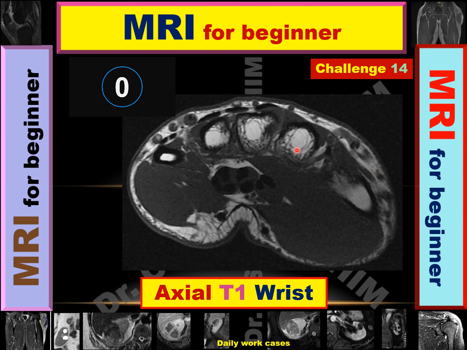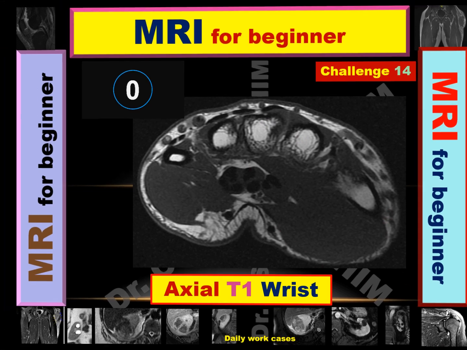Axial image for the wrist in the T1 because the fat only, subcutaneous fats appeared bright and the bone marrow fat appeared bright. However, the fluid in the carpal tunnel or the fluids appeared dark, so this is axial T1 wrist joint.